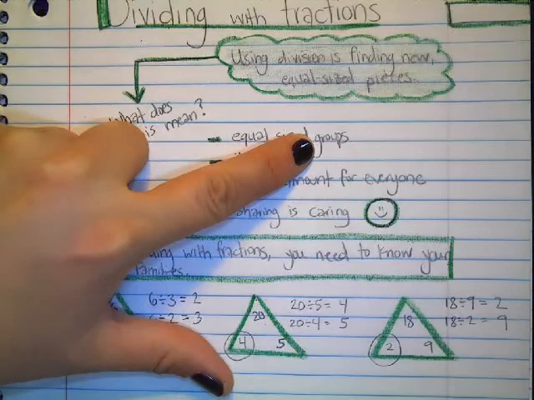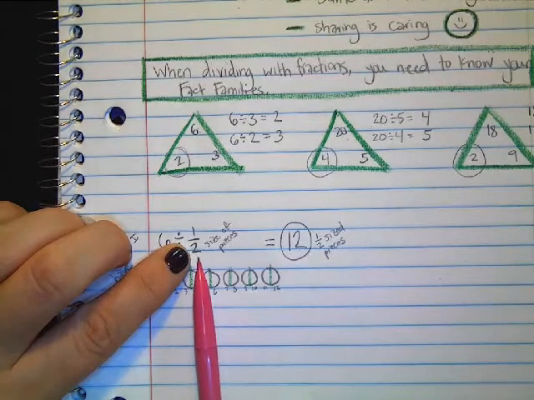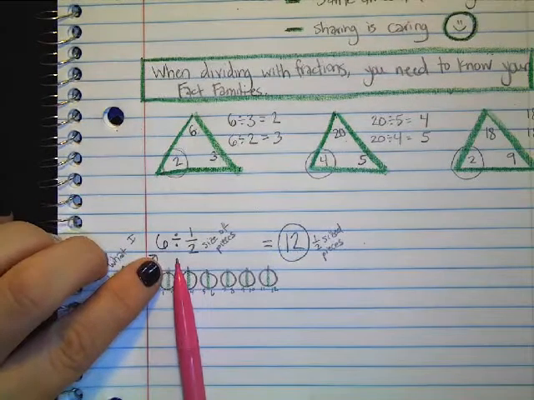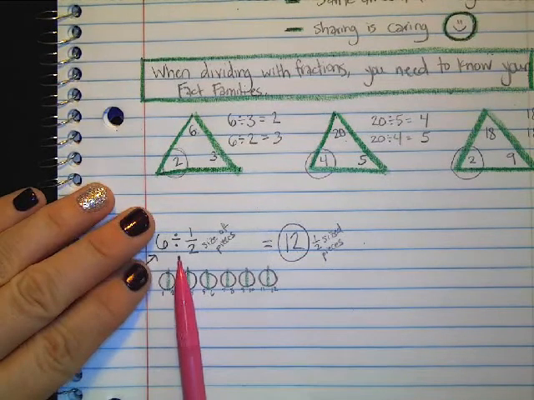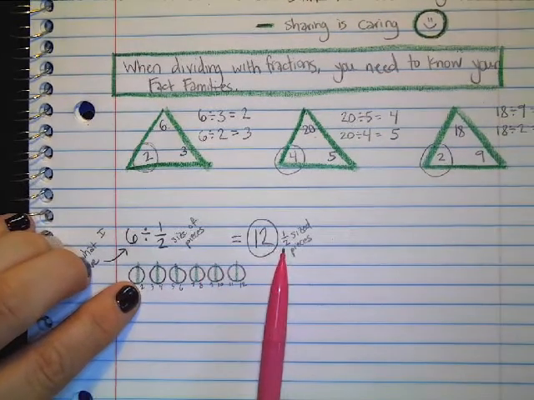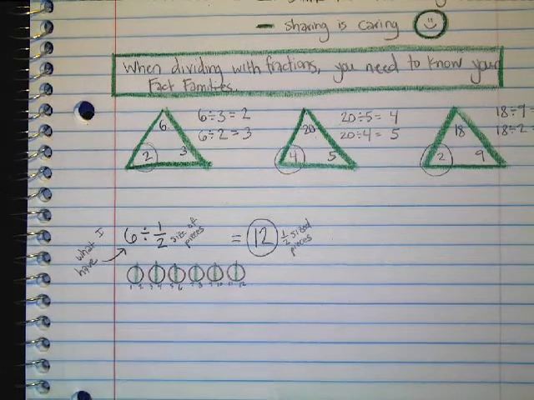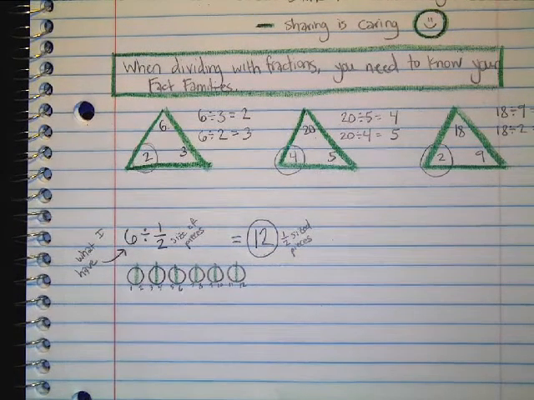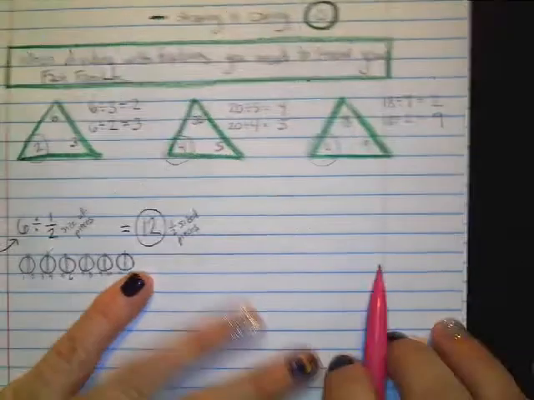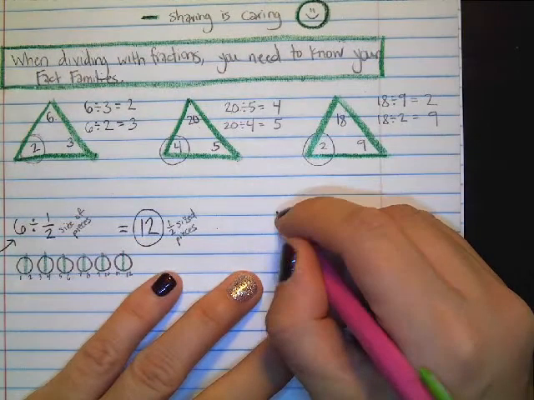So when I'm looking for the answer to a division problem, I'm not necessarily looking for how many wholes. I'm saying how many equal-sized groups of a half can I get when I started with 6? So if I have 6, how many equal-sized groups of a half can I get? I can get 12 half-sized pieces or half-sized groups. Does that make sense? It is a little complicated, so let's do another one over here.